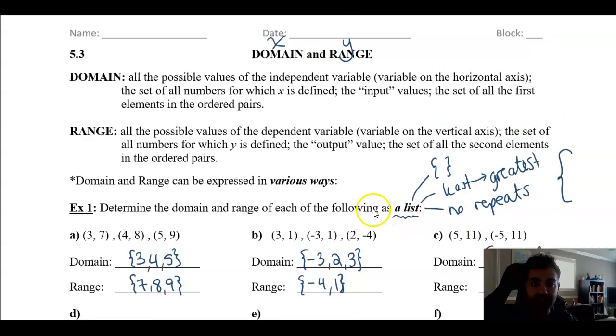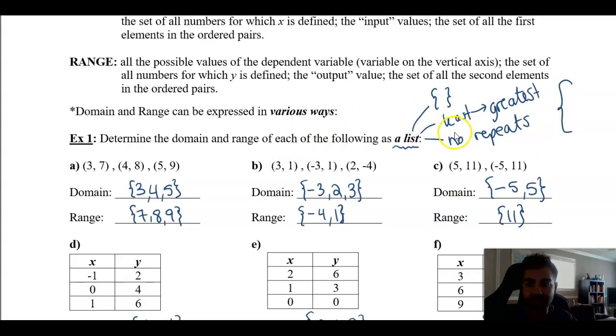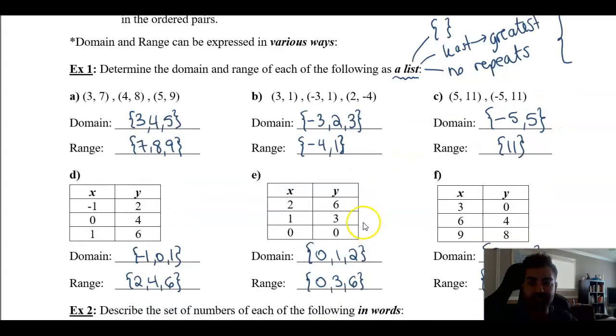And in this section, all we're looking at is different ways to express domain and range. So different ways to write it, different ways to communicate what the domain and range is, right? So the first way here is writing as a list. So super simple.